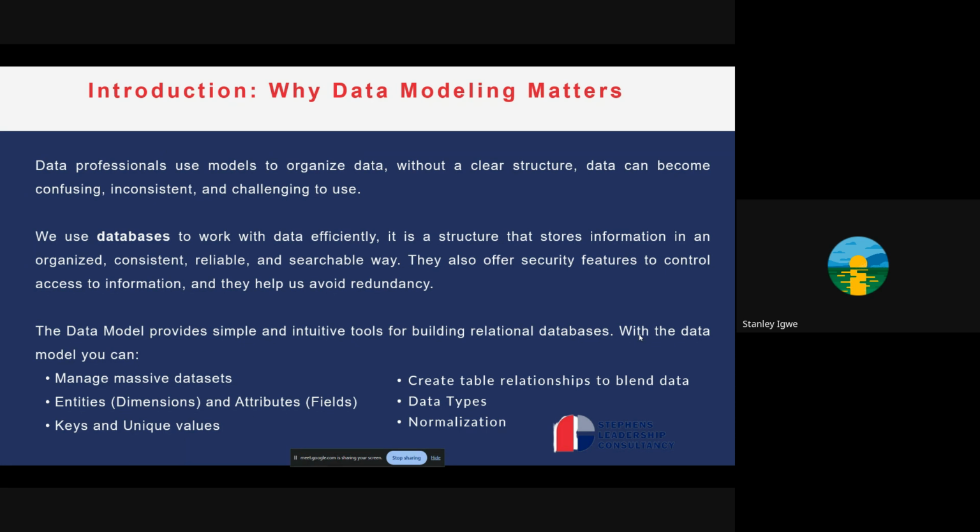Then you also need to know the key and the unique values. So keys are unique identifiers. Because as data people, we cannot identify someone as just Stanley Igwe. It is important that you have a unique ID that shows that this is Stanley Igwe, because you might just meet me for the first time today, and tomorrow you go to US or go back to Nigeria and you meet like 5 different Stanley Igwe. So what differentiates my Stanley Igwe from the other Stanley Igwe in the data world is the unique identifier.